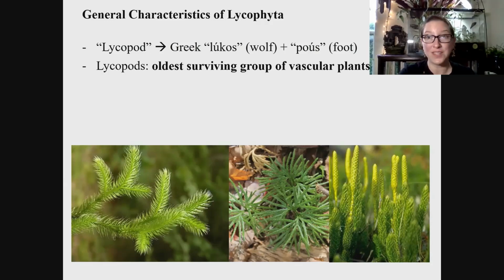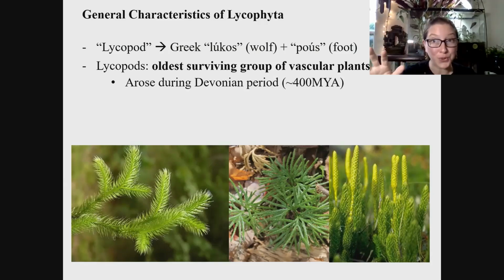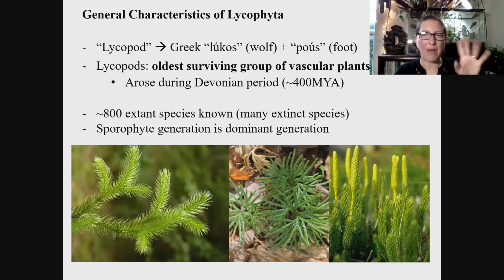It is the oldest surviving group of plants, which is super, super cool. Okay, oldest surviving group of vascular plants. What that means is these plants have been around in some shape or form since around 400 million years ago in the Devonian era. And they are, to our knowledge, the oldest remaining lineage of vascular plants on Earth today. Pretty cool. There's about 800 species that are still around today, so that's what extant means.